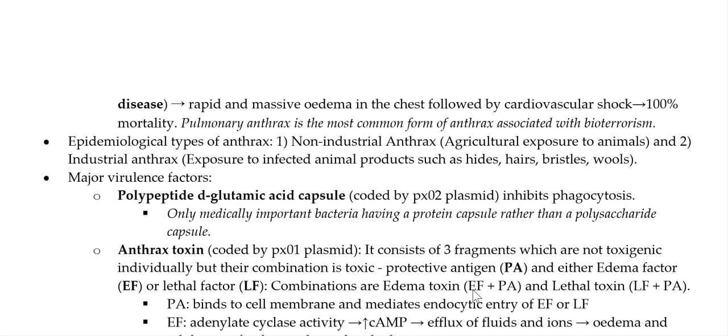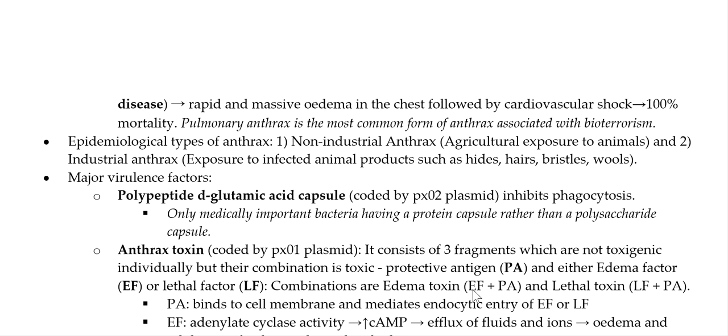If we talk about epidemiological types of anthrax, there are two types: one associated with industrial exposure and one which is not. Non-industrial is usually when you have farmers or other people with agricultural exposure to animals. The second is industrial anthrax, where the exposure is not to animals but to animal products, basically in industries, for example animal hides, hairs, bristles, and wools. So that's about the epidemiological types of anthrax.